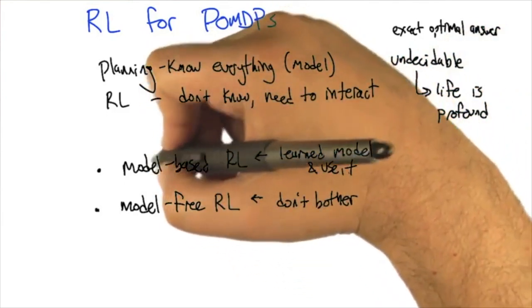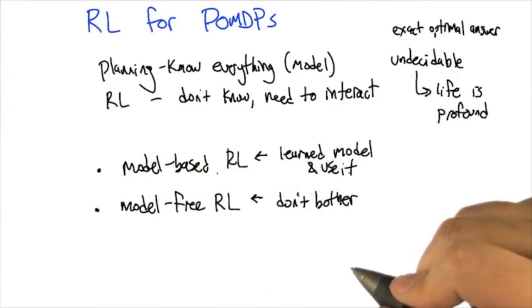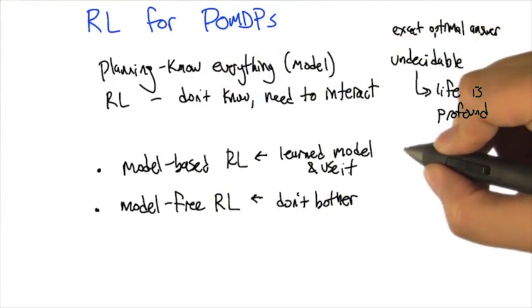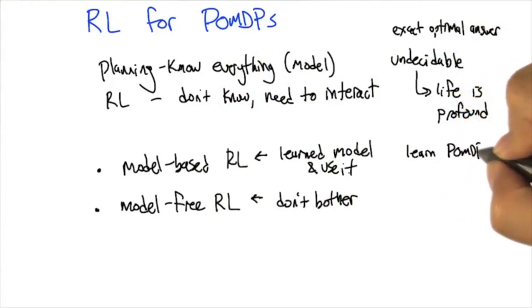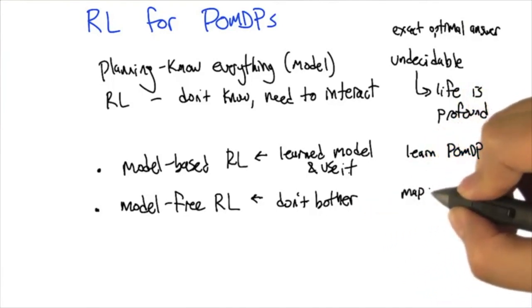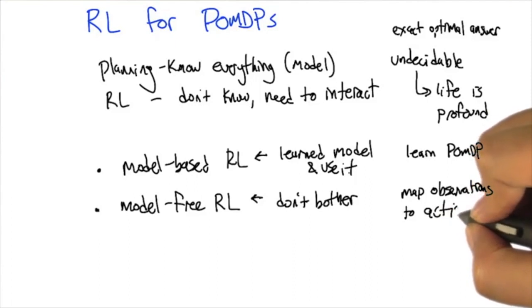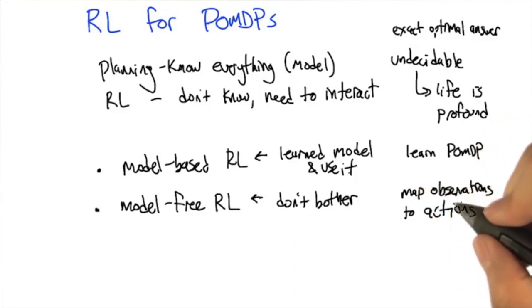All right, so we can use this same kind of distinction, model-based RL and model-free RL, in the POMDP setting. In model-based RL, you actually try to learn the POMDP, and then you plan in it. And in model-free RL, we try to map observations to actions, and we do that iteratively over time. So we don't actually build the model, but we do try to figure out, okay, when I see this, it's a good thing to do.